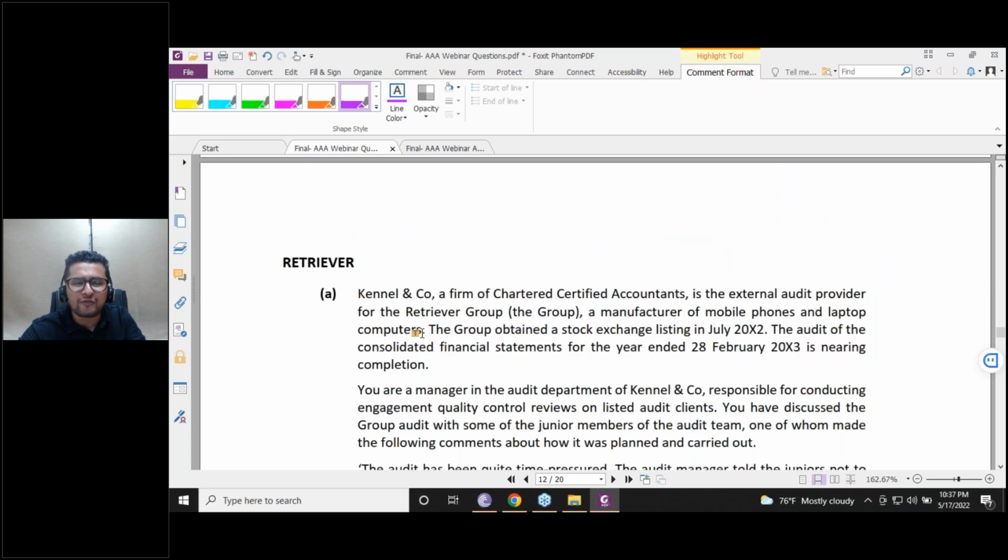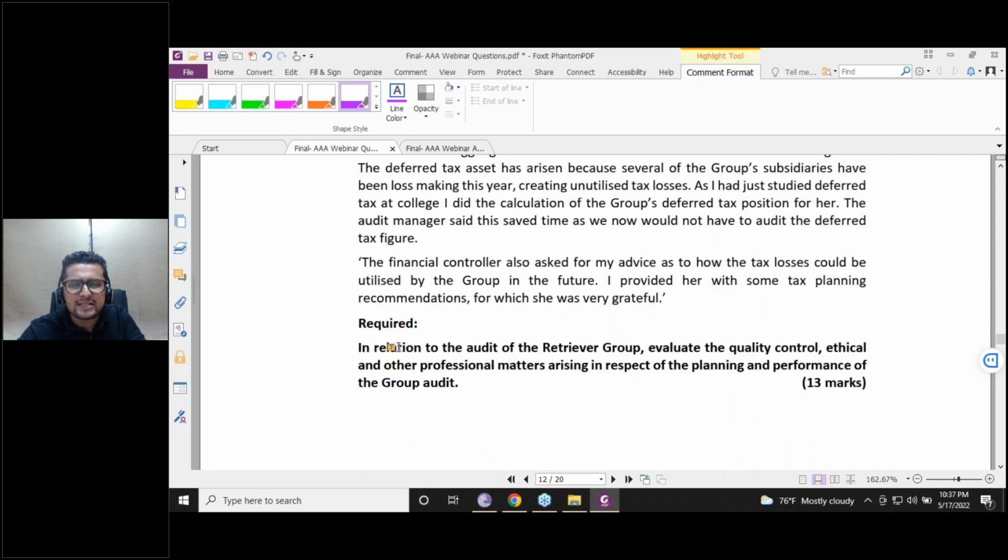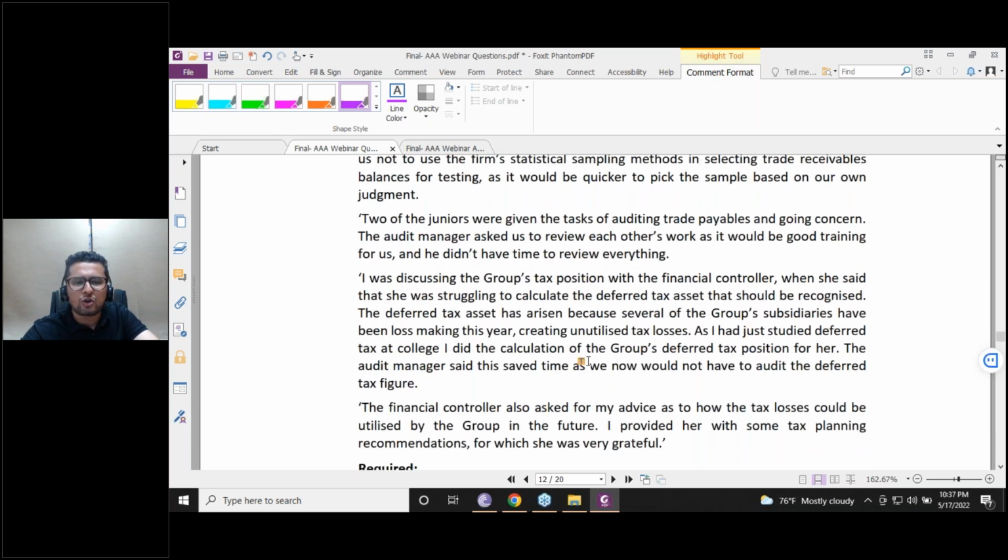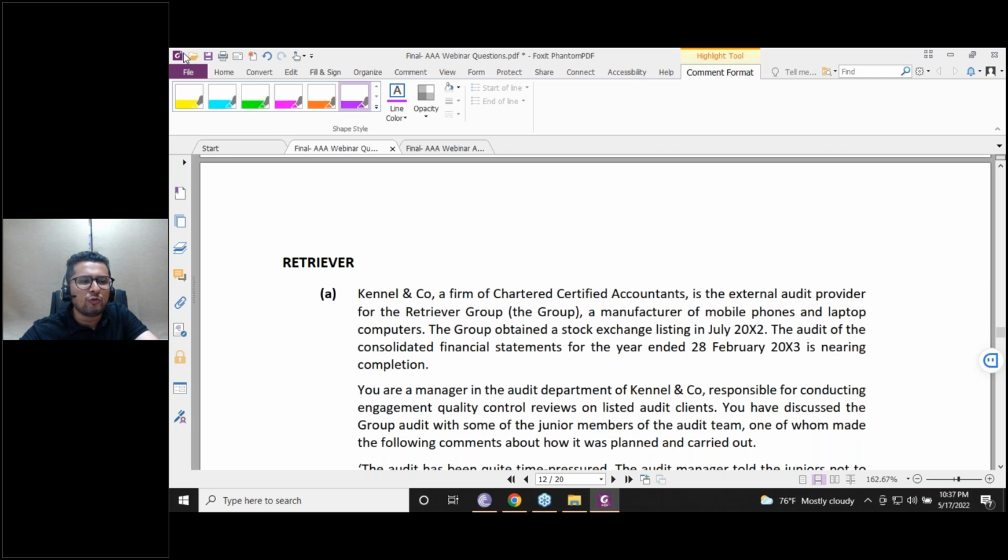Then there is another question from your Kaplan exam kit called Retriever. Let's see what part A is. In relation to the audit of Retriever group, evaluate the quality control, ethical and other professional matters arising in respect of the planning and performance of the group audit. More or less the same requirement. So let's start this question called Retriever. But before we move on to Retriever, if there is any question, please raise your question.